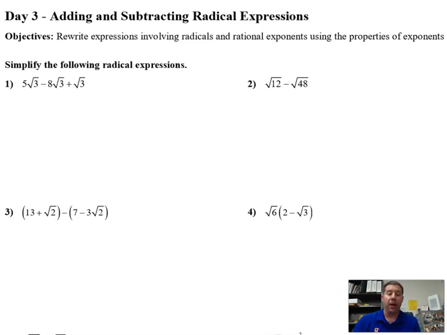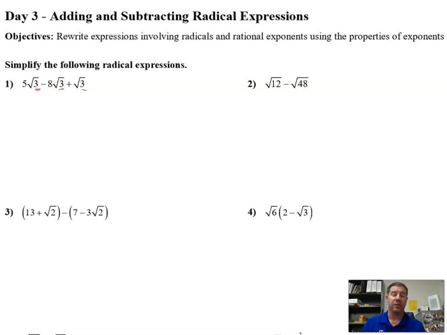So let's just jump right in here and let's start off with number 1. When you're adding and subtracting radicals, what you need to keep in mind is you need to have the same radicand. So that's the number on the inside. These all have to be the same. If it's not the same, then you can't put it together. And it also has to be the same kind of radical. So like these are all square roots, so that's good.